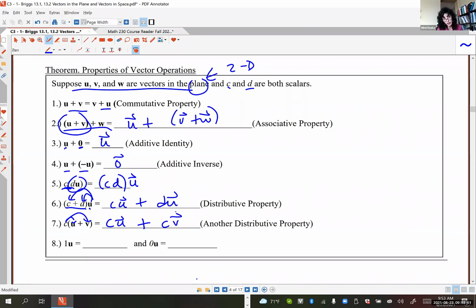Similarly, you can distribute a scalar over the sum if that makes it easier. Or you could just add the vectors together first and then hit it with the scalar multiplication. If the scalar is 1 and you're doing scalar multiplication, well, 1 times anything is just the anything. That's the multiplicative identity. And 0 times a vector will be the 0 vector. So if your scalar multiplication involves the number 0, then you'll always just get the 0 vector. Not very interesting. Okay.